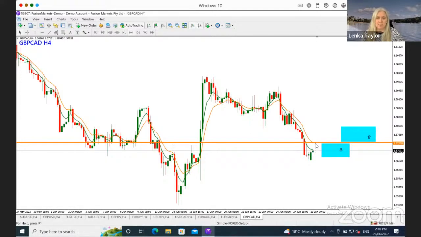If it does come back to that level, the horizontal level, and rejects it, then I would be looking for a short because it is already underneath there now. If it does pop back above, then obviously looking for a retest and go long from there.